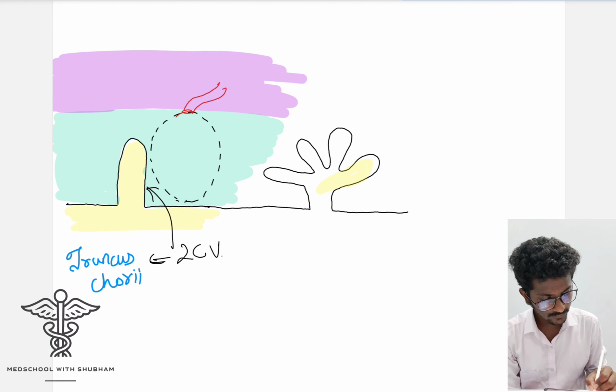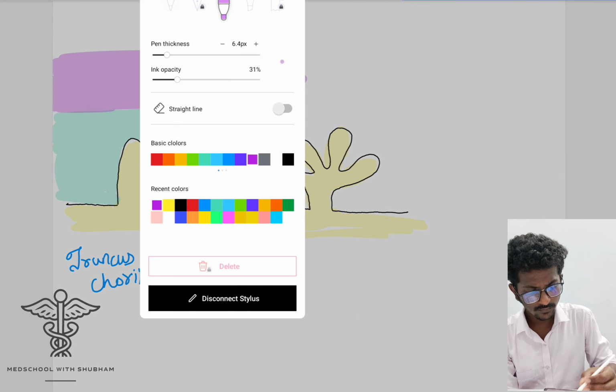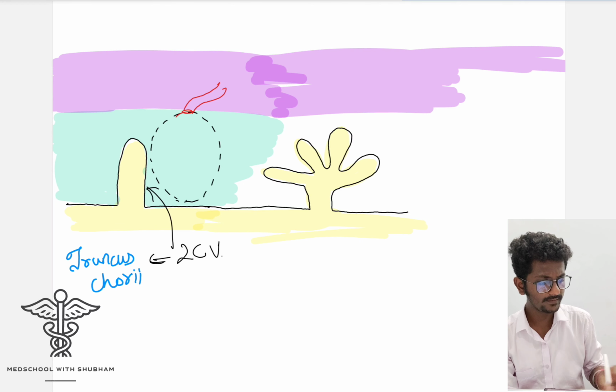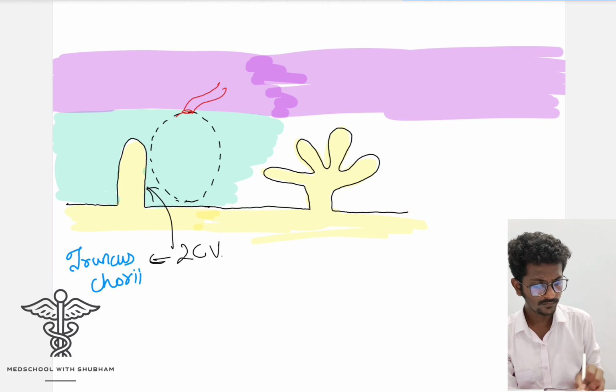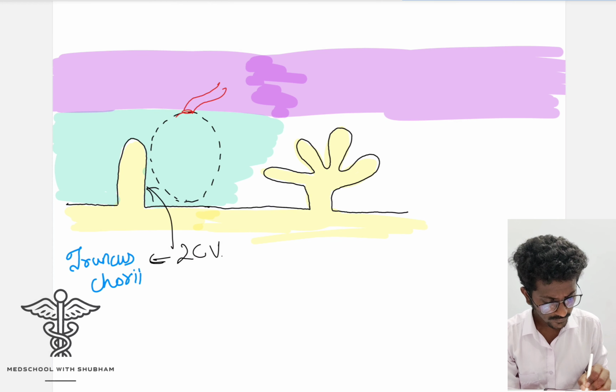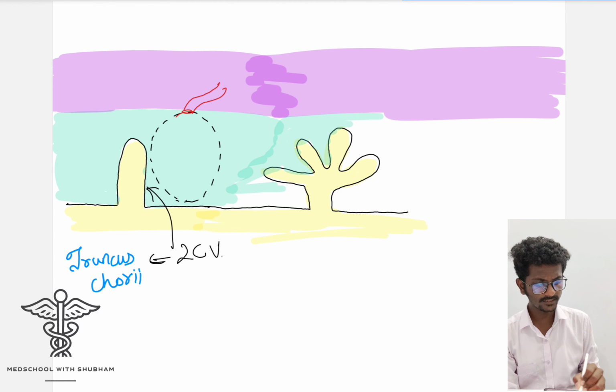This is also invaded by the somatopleuric extraembryonic mesoderm. This is the decidua basalis, and this is the syncytiotrophoblasts. I have just made a change, that I have made branches inside this secondary chorionic villi.